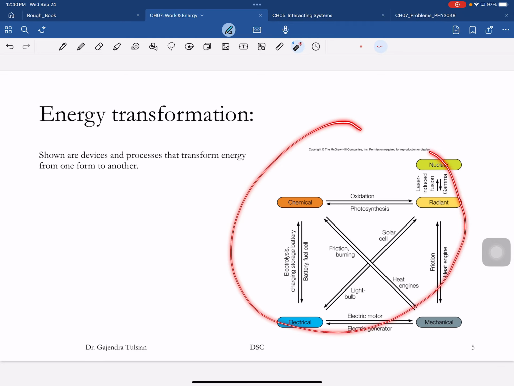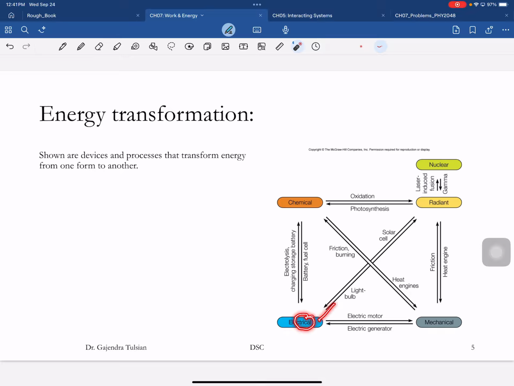So this picture has a lot of information. We said energy can only be transferred from one object to another and transformed from one form to another. So most of the devices that we use in our lives are energy transformers. Let's look at what that means. Let's look at some of the devices that you use. So what does a light bulb do? It converts electrical energy to electromagnetic energy. That's what that device is doing.